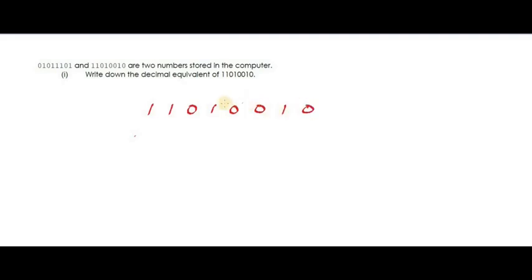11010010, right? Then you have to keep the place values on the top, like 2 to the power 0, 2 to the power 1, 2 to the power 2, then 2 to the power 3, then 4, then 5, then 6, then the last one is 7, right? The next step, you have to strike out the 0 values. Like here 0 is there, you can strike out that one, this one we can strike out, this one we can strike out, and we can strike out this one, right? Now the next step is you have to find out the value for 2 to the power 7.